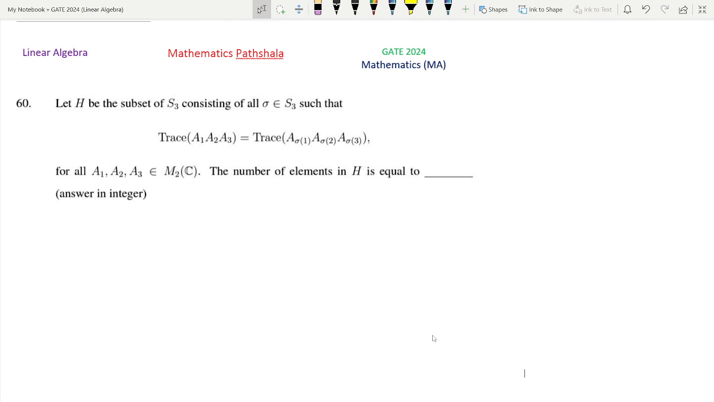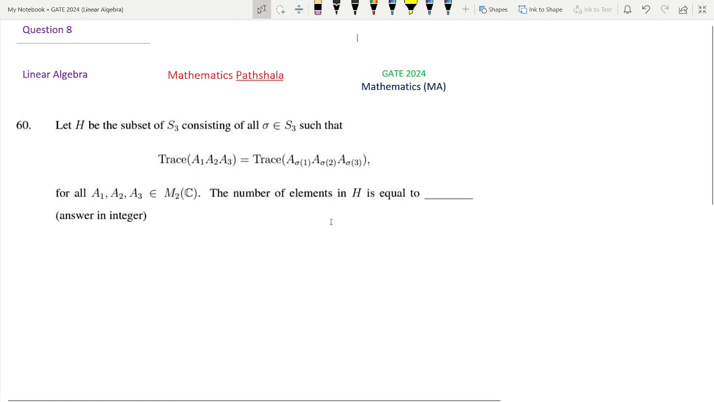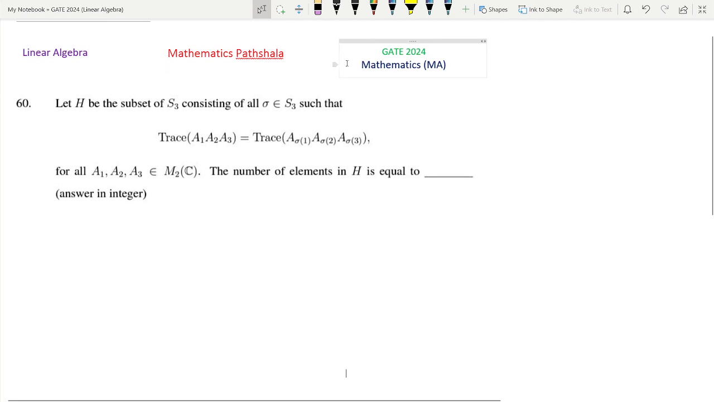Let us first read the question. Let H be the subset of S3 consisting of all sigma belonging to S3 such that trace(A1 A2 A3) equals trace(A sigma(1) A sigma(2) A sigma(3)) for all A1, A2, A3 belonging to M(C).